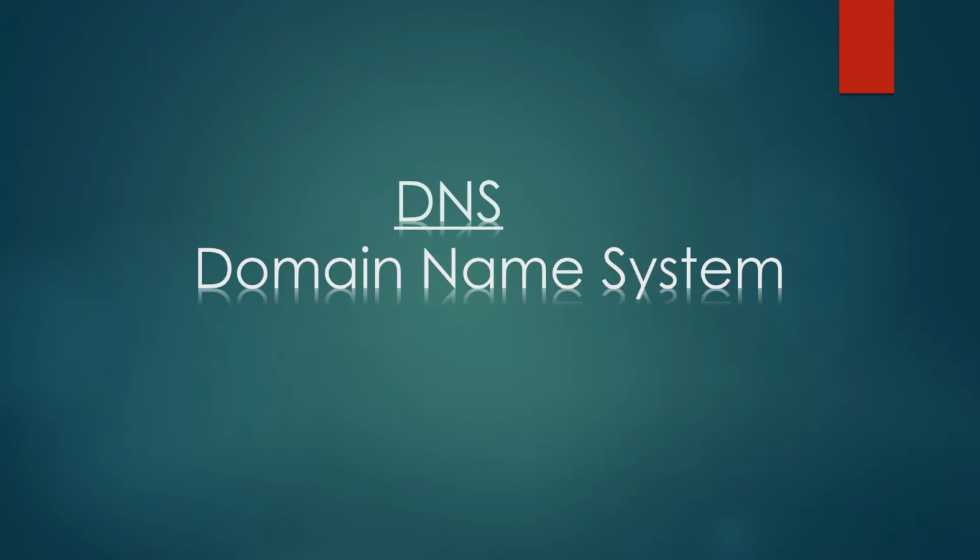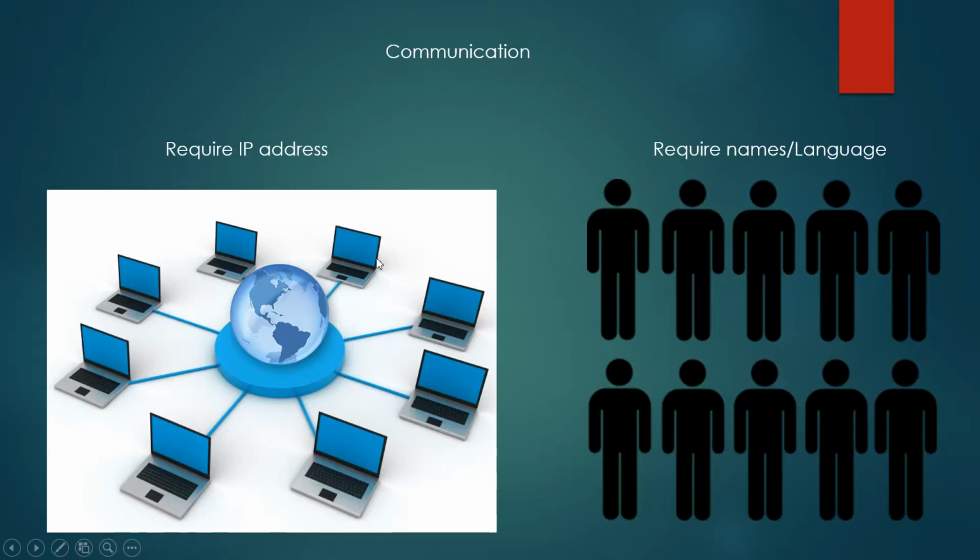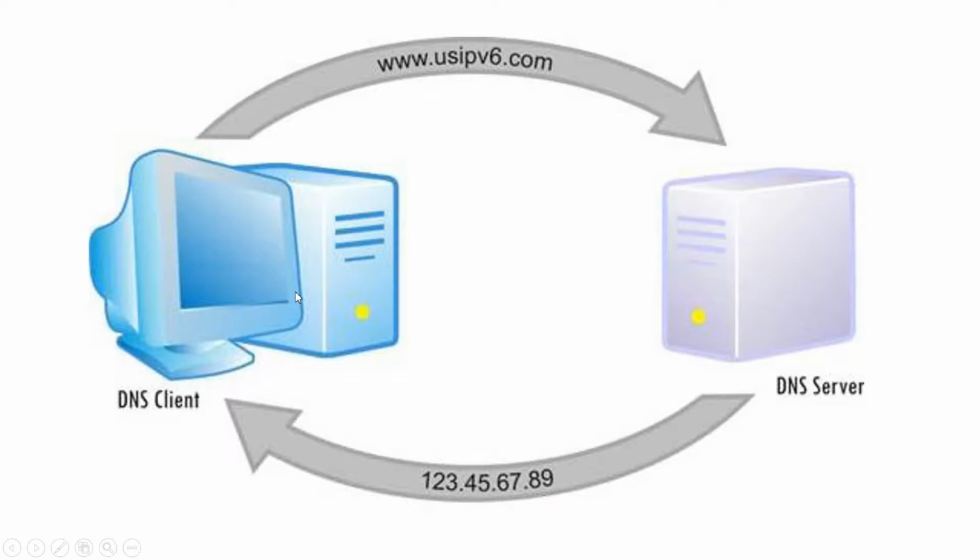The next topic is the domain name system, that is DNS. Computers are able to communicate with each other using IP addresses. Computers recognize only IP addresses and no languages or names. On the other hand, humans communicate with each other using names and languages. Humans do not remember various IP addresses and other complicated addresses. Thus, DNS, that is domain name system, is implemented.